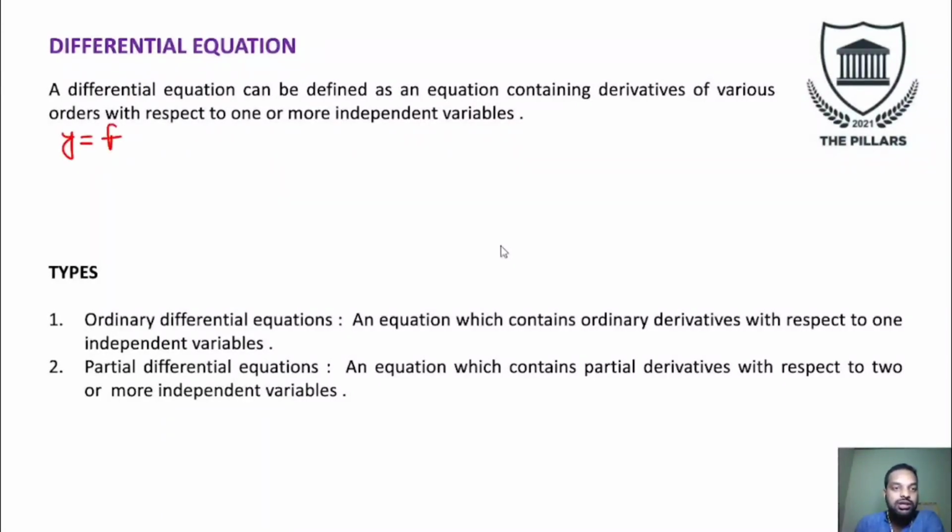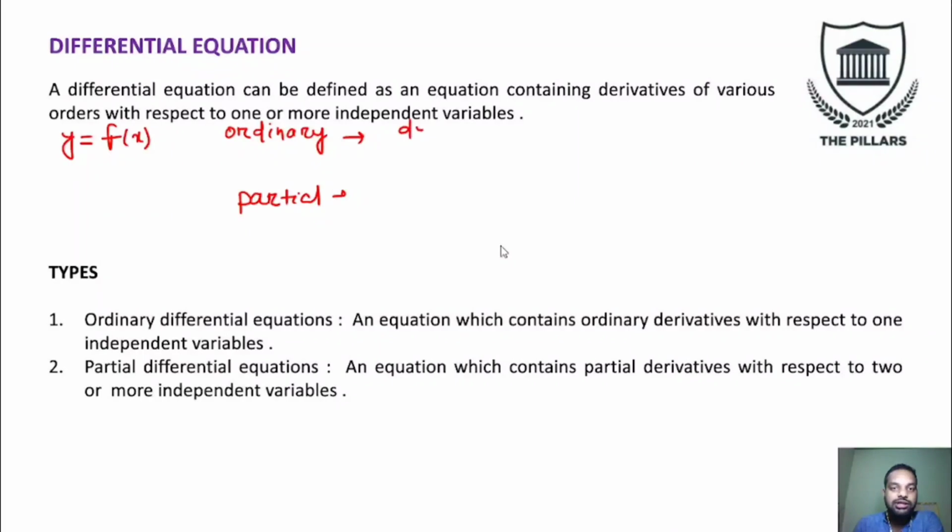Let's say y is a function of x. So when x is changing, depending upon x, y is changing. So here x is the independent variable while y is the dependent variable. Again, there are two types of differentiation. One is ordinary differentiation, and another one is partial differentiation.